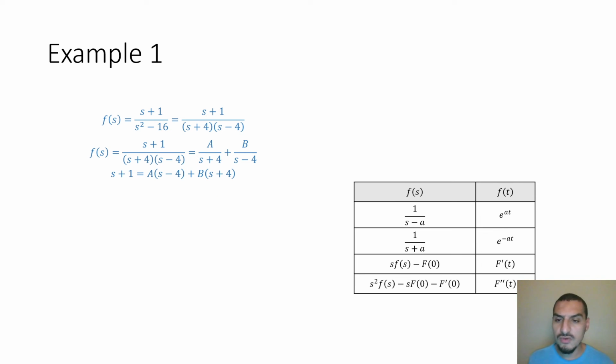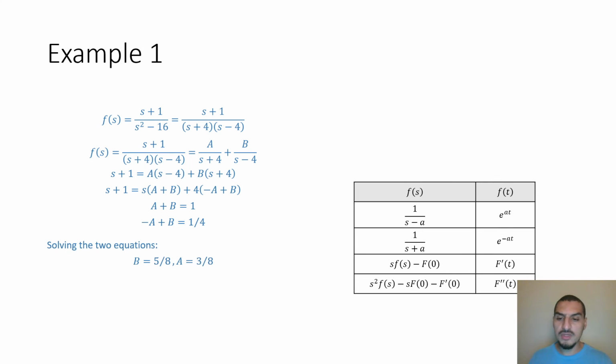You want to get the value of a and b, you get the coefficient of s and the constant. At the right hand side equals to the left hand side, and these are the two equations you have. Get the value of a and value of b, you find 5 over 8 and 3 over 8. And this is the equation that you have. It's 3 over 8 divided by s plus 4 plus 5 over 8 divided by s minus 4.